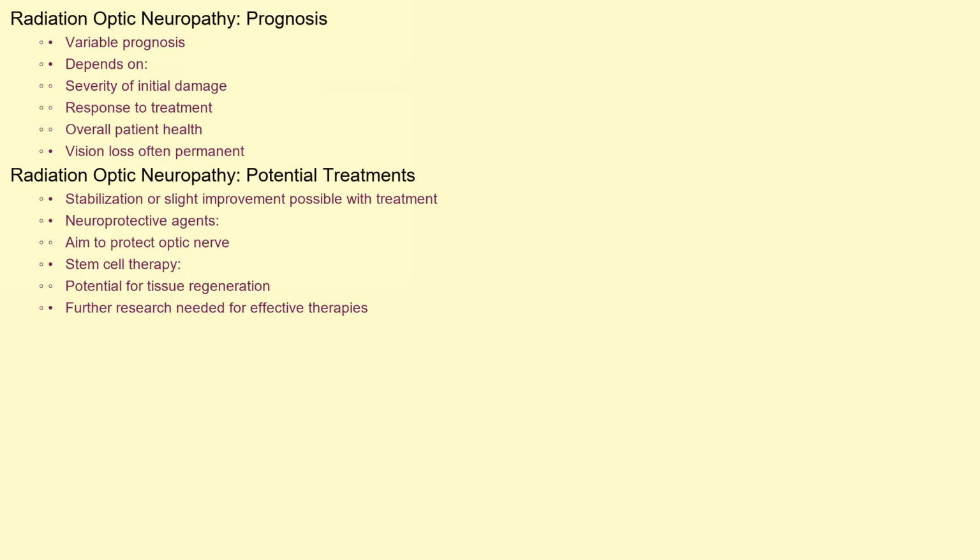The prognosis for radiation optic neuropathy is variable and depends on the severity of the initial damage, the response to treatment, and the overall health of the patient. In many cases, vision loss is permanent, but some patients may experience stabilization or even slight improvement with treatment. Recent research is exploring the use of neuroprotective agents, which aim to protect the optic nerve from further damage. Stem cell therapy is also being investigated as a potential future treatment for regenerating damaged optic nerve tissue. Further research is needed to develop more effective therapies and improve the long-term outcomes for patients with radiation optic neuropathy.